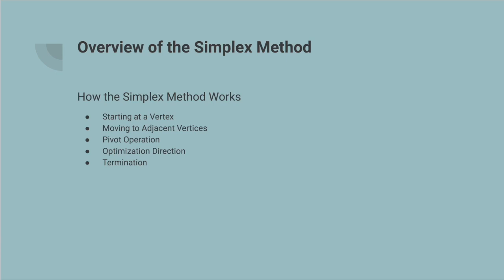The variable that we are increasing is also called the entering variable, and the one that we decrease is called the leaving variable. If you are maximizing, you move towards vertices with higher values of the objective function, and if minimizing, you move towards lower values. The process stops when there is no adjacent vertex that improves the objective function, indicating the optimal solution has been reached.